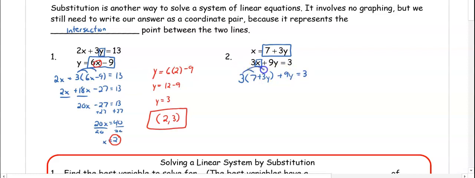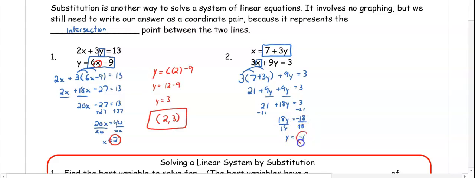So to solve for y, we would distribute: 21 plus 9y plus 9y equals 3. We can combine the y's. 21 plus 18y equals 3. Subtract 21, 18y equals negative 18. When we divide by 18, y equals negative 1. Again, we're not done yet, though, because we need our x value.